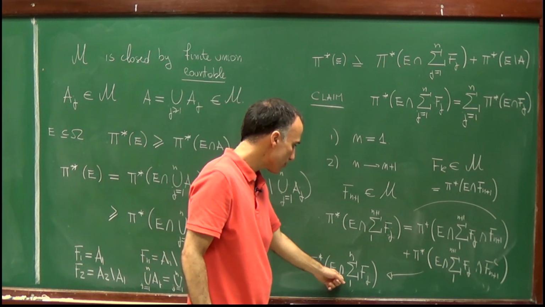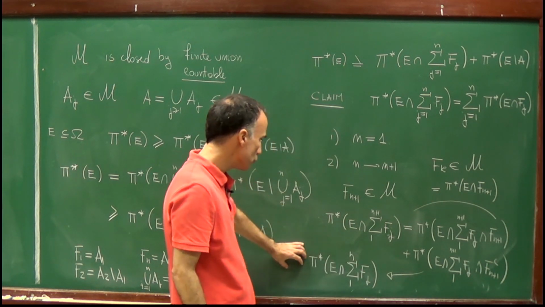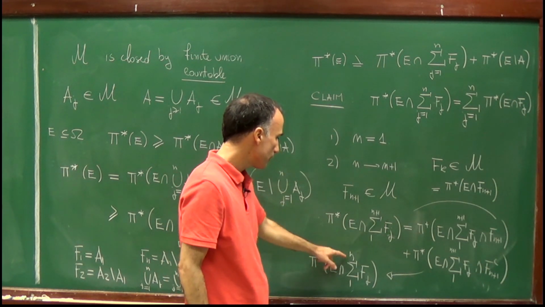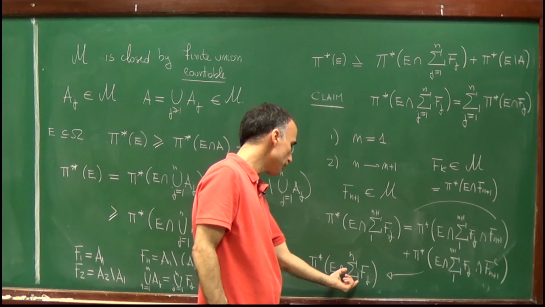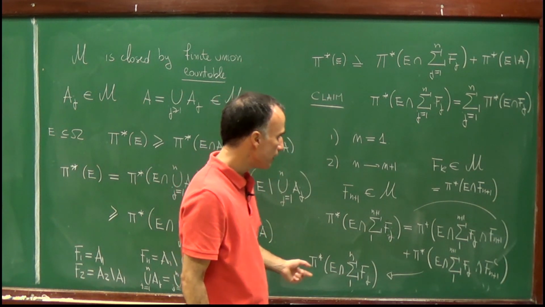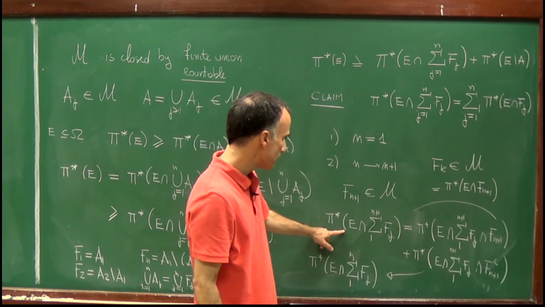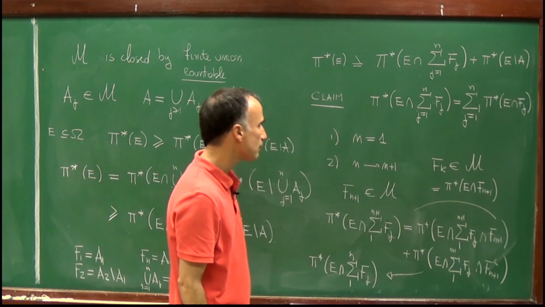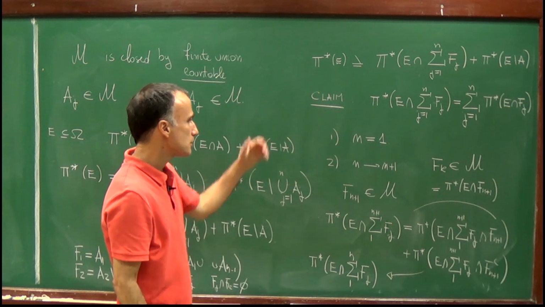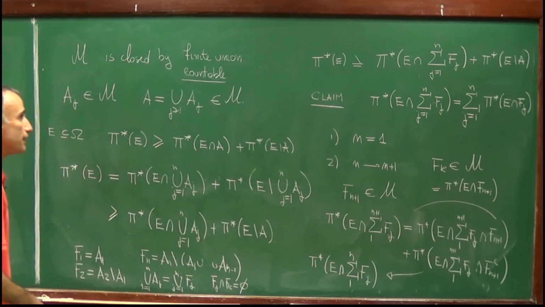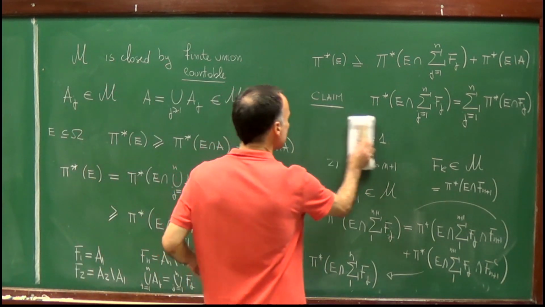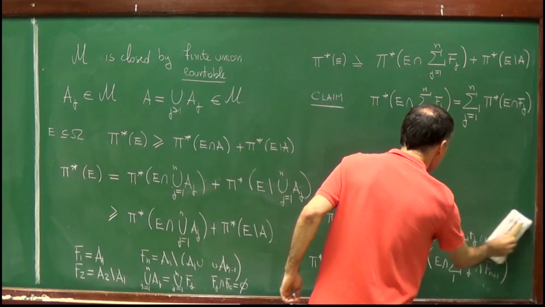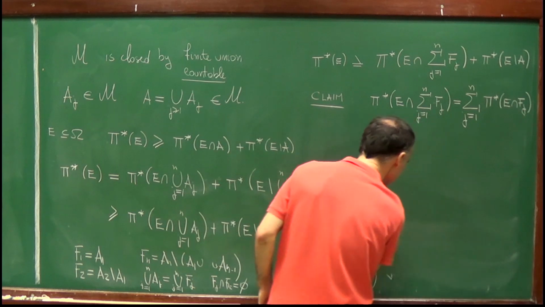Here I can use the induction assumption to move this sum from the inside to the outside, and what we get is exactly the claim for n plus 1. So this is the proof of the claim. Now we will use this claim to conclude the proof that M is closed by countable unions.